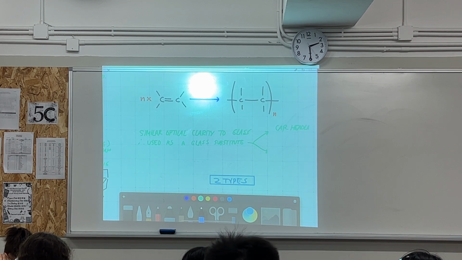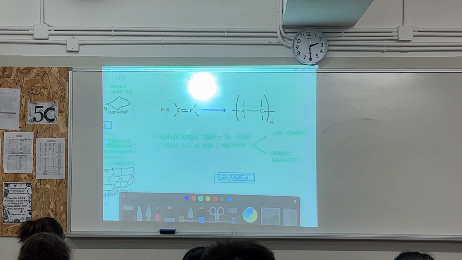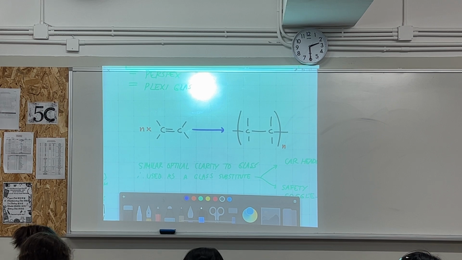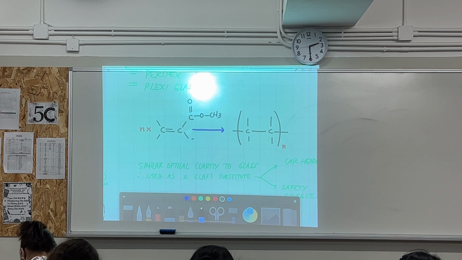So car headlamp. And number two, safety goggles, okay? So safety goggles, don't spell Google, okay? So goggles here. And then the structure will look like this, okay? So you have C, O, CH3, and then you have CH3, H, and H.